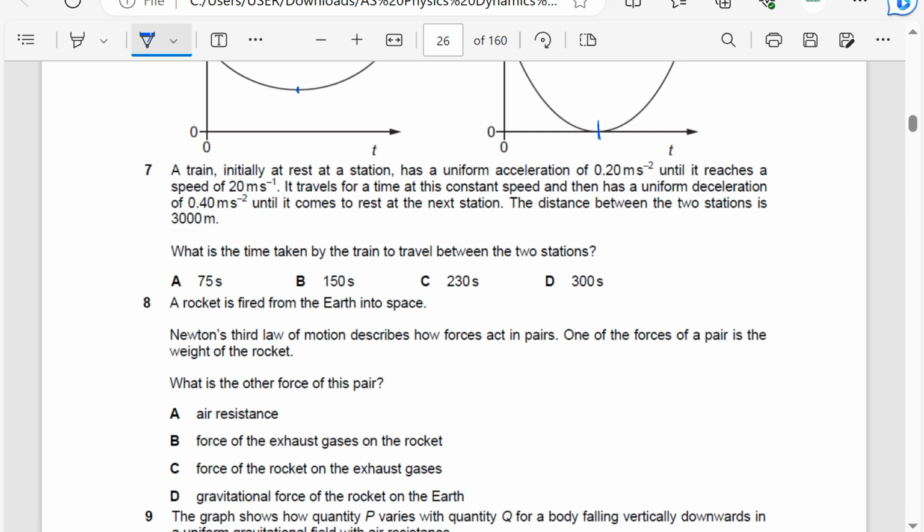A train initially at rest at a station has uniform acceleration of 0.2 meters per second squared and reaches a speed of 20 meters per second, travels for a time at this constant speed and then has uniform deceleration, which makes this one negative, and it comes to rest at the next station. The distance between the two stations is 3000 meters. What is the time taken by the train to travel between the two stations?